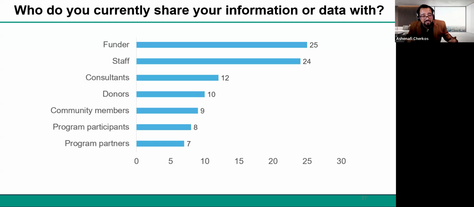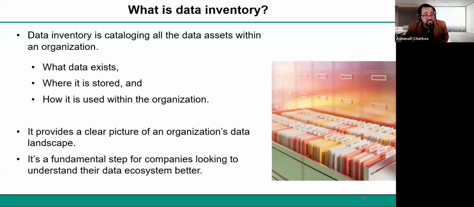And now, what's data inventory and mapping? So we will see. Data inventory is a process of cataloging or listing out all the data your organization has. In other terms, when we talk about data inventory, we are simply referring to knowing what type of data your organization has, where it lives, where you store it, and how it is used within the organization.